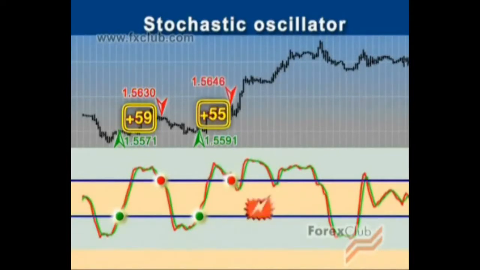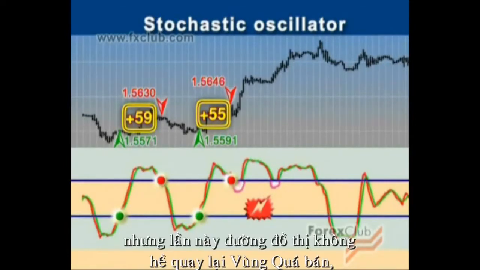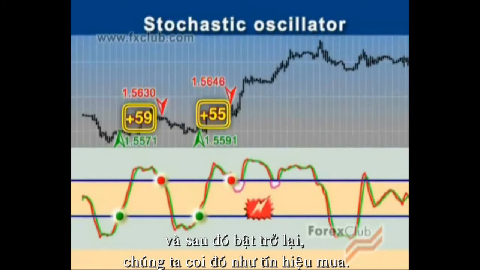Hold on, there's another undermove here, but this time the line hasn't got back to the oversold zone. I call this an emergence. The K line has dipped a little below 70 and then popped back into the zone. We'll read this as a buy signal.